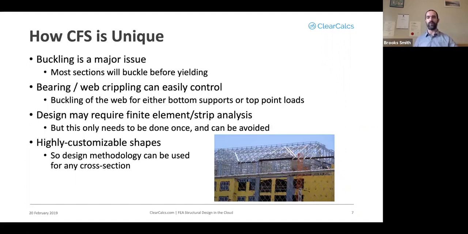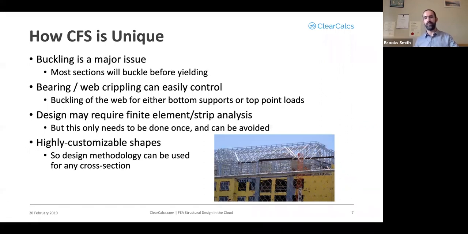Bearing, also known as web crippling, can very easily control a design. That's unusual. Bearing in most materials is generally a pretty easy check, and it's rare for it to actually control. But it must be checked in cold formed or light gauge steel.